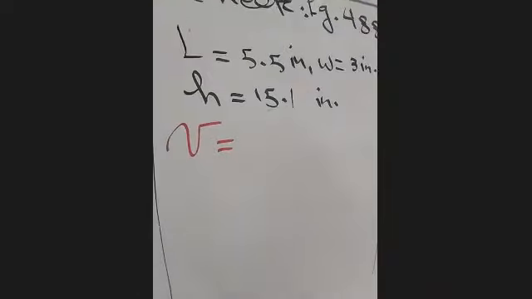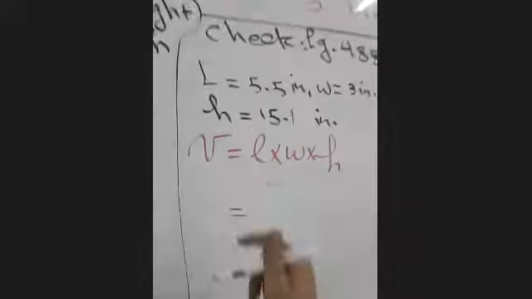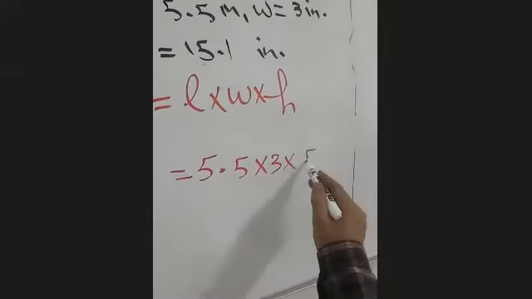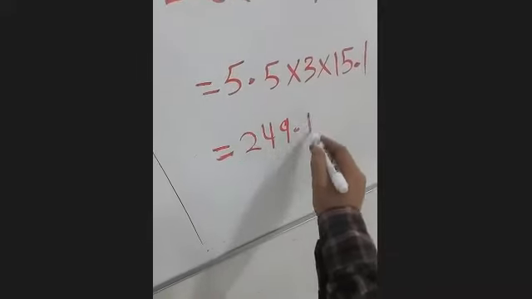How do we find the volume? First, we write the formula. V equals length multiply width multiply height. Good. Then we replace. The length is 5.5, multiply the width 3, and the height 15.1. I multiply these three numbers. The answer will be 249.15 cubic inches.